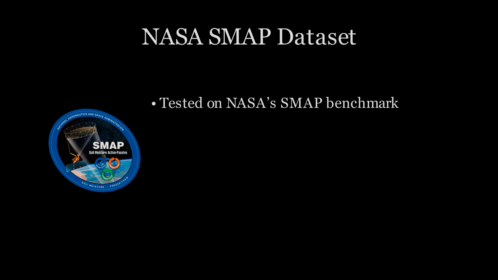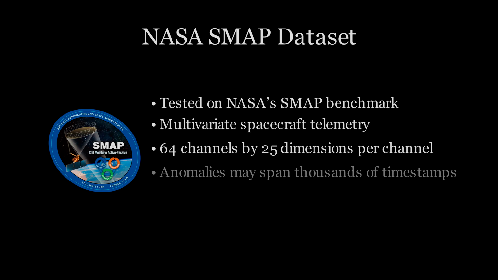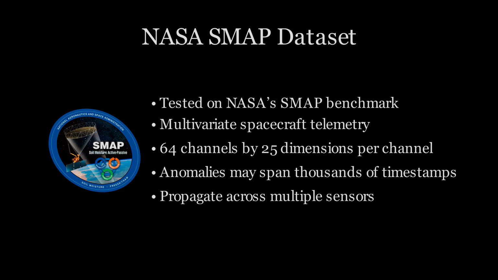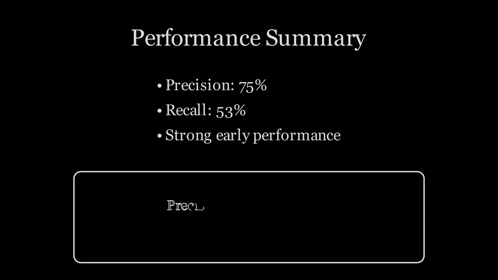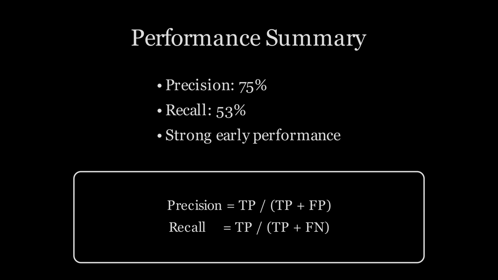We tested our end-to-end anomaly detection toolkit on NASA's SMAP dataset, the challenging benchmark containing multivariate spacecraft telemetry. With 64 channels and 25 dimensions per channel, anomalies may span thousands of timestamps and propagate across multiple sensors, making detection difficult. Despite this complexity, our first iteration pipeline achieved strong early results. Several channels reach a precision of 75% and a recall of 53%, indicating the model can correctly identify the majority of true anomalies while keeping false alarms relatively low.